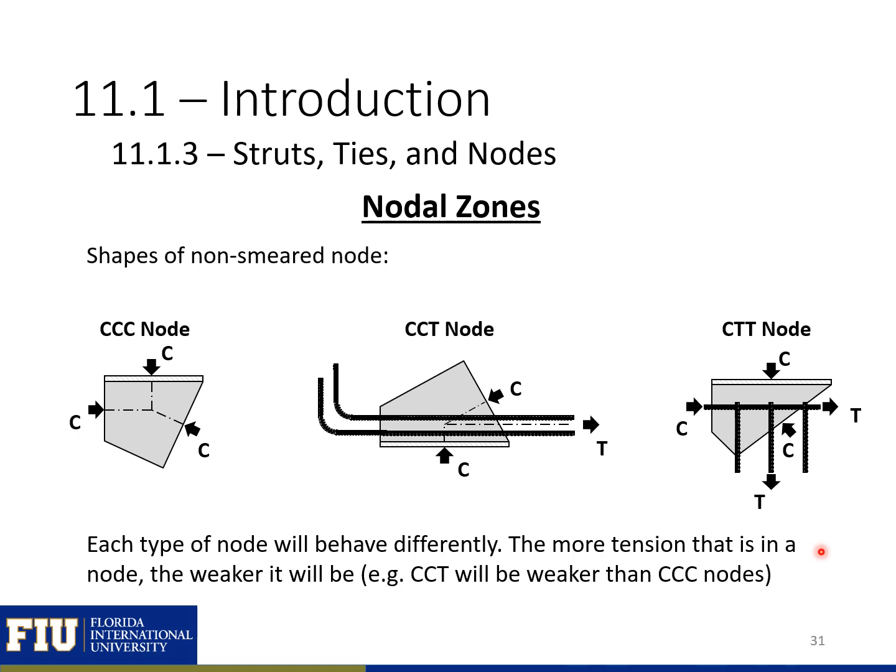Note that each type of node is going to behave differently, and the more tension that's in the node, the weaker it will be. So our CTT node is going to be weaker than our CCT node, which will be weaker than our CCC node. So all compression will be the strongest type of node.